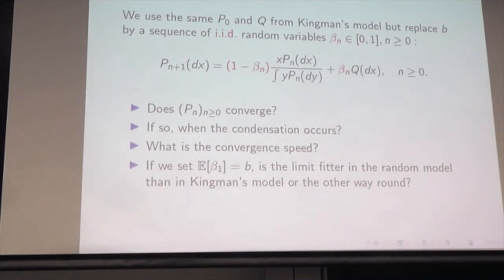The consequence is that the limit will be less fit, which means it will put more mass on the smaller values of x. So in the Kingman model, it will be fitter compared to when you have random beta. No, the random version will be lower. So that's a discovery that I found interesting.